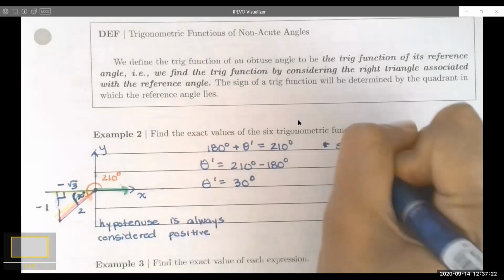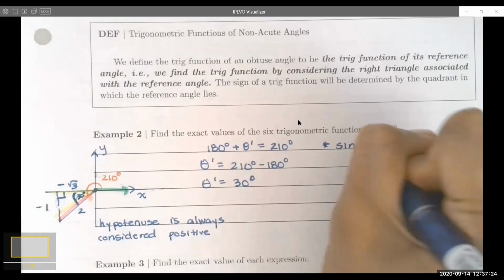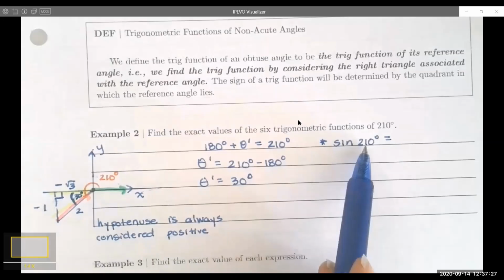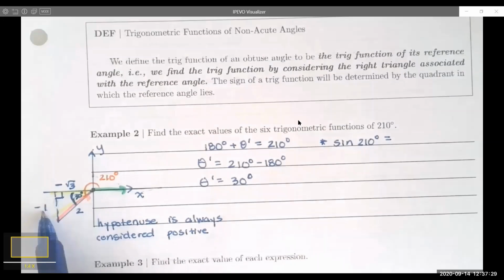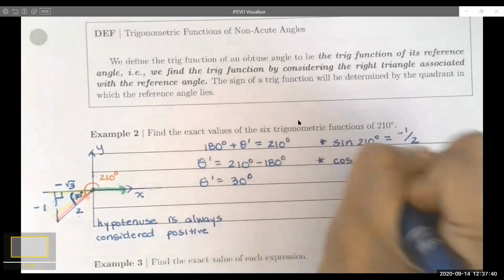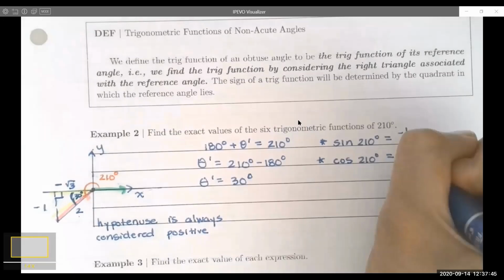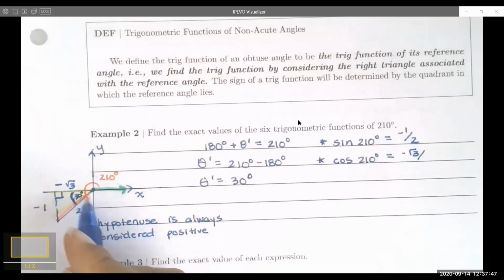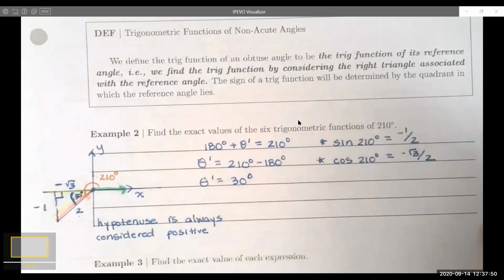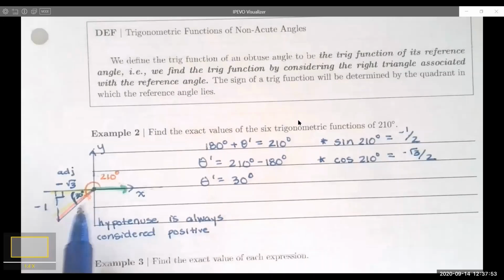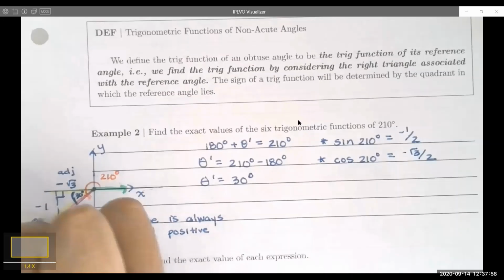So sine of 210 degrees is going to be opposite over hypotenuse. Opposite to the reference angle is negative 1. Hypotenuse is 2. So we get negative 1/2. For cosine of 210 degrees, that's going to be adjacent. So that would be the negative radical 3 over the hypotenuse of 2. And remember, this is the adjacent side because it's touching the angle, but it's not the hypotenuse. Opposite side is directly in front of the angle. Okay.